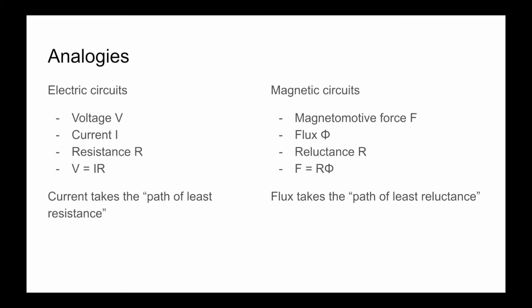As a bit of a summary, here are a couple more things that tie the analogy together. With electric circuits, we commonly refer to Ohm's law, V equals IR. The same thing applies in magnetic circuits with F equals R times phi. With electric circuits, we find that the current takes the path of least resistance, and the same applies with magnetics as well. Flux always takes the path of least reluctance.